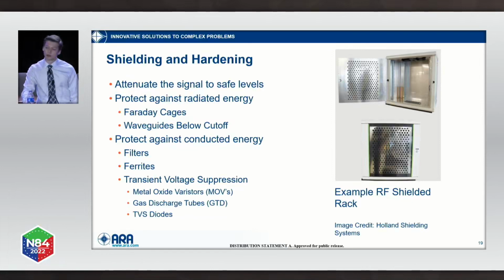What they're not for is to pass your TV antenna through so you can watch TV, because that's just a channel for EM energy to come in. I've seen that happen as well.